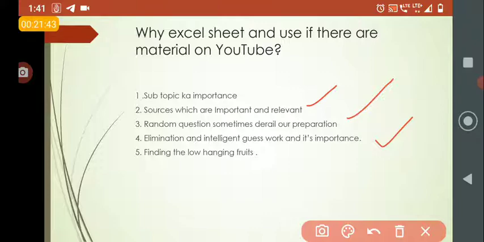Last year UPSC tried to change these trends, because intelligent guessing was applicable to some questions and not applicable to others, and there you have to use your knowledge to analyze in which question it was applicable and in which it was not. And of course, finding the low hanging fruits, as I gave the example of the prelims 2020 polity exam, and you can use that factor there.